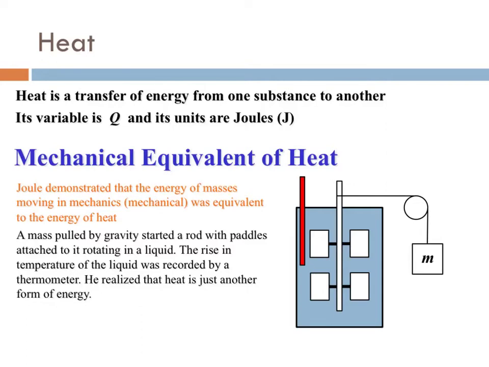So in this picture, we can see a mass attached to a pulley, attached to a rod, and then attached to some paddles. Now, gravity is going to act on this mass and make it start moving downward. So it has potential energy. It's going to convert that potential energy into kinetic energy. But as it does that, it's also going to cause this object to start rotating. That means these paddles are going to make the water move faster and faster. So as the water moves faster, the temperature rises, meaning that we are increasing the internal energy. So we proved that heat is just another form of energy.